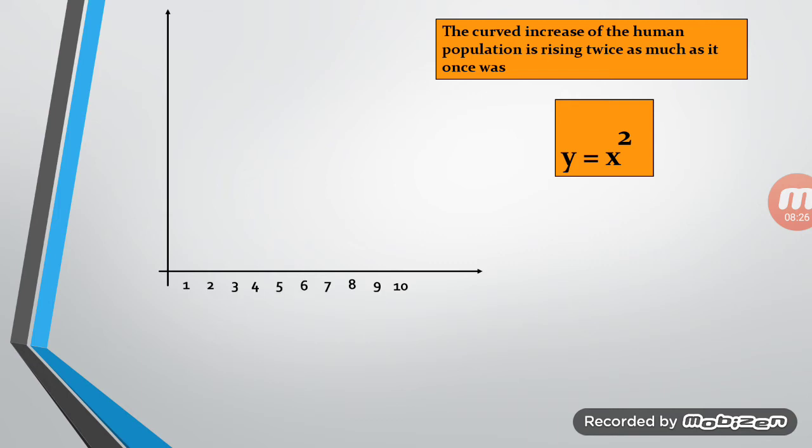So once again, we're going to place our numbers on the graph. Now, notice it said curved increase of the human population is rising twice as much, twice because of the squared. So the increase is going to curve a certain amount. It's going to start at, let's say, point A. It's going to curve downwards, and then it's going to shoot upwards because squared is an increase. It's an exponent, a positive exponent. Negative exponents also exist, but we won't be paying attention to those right now.